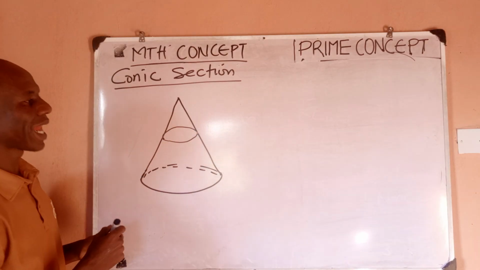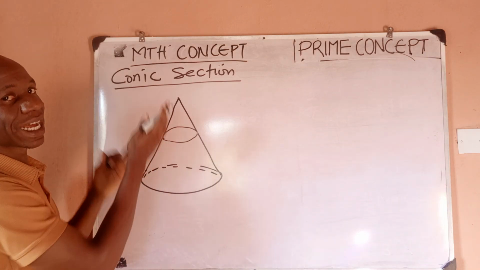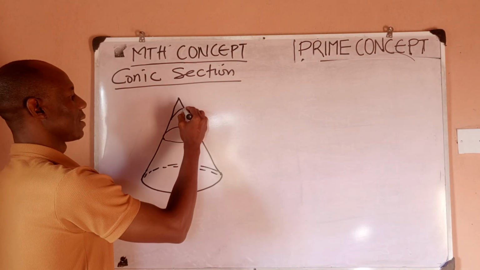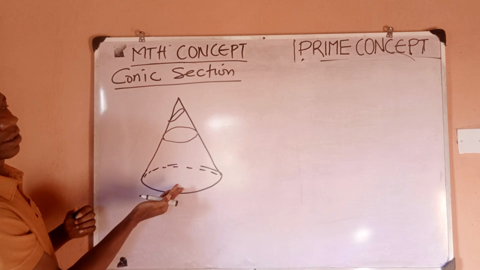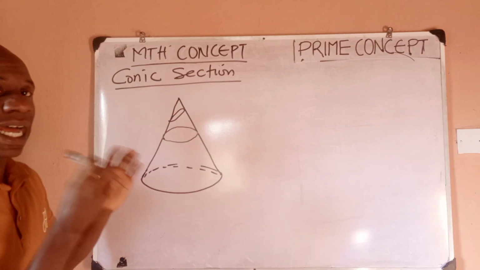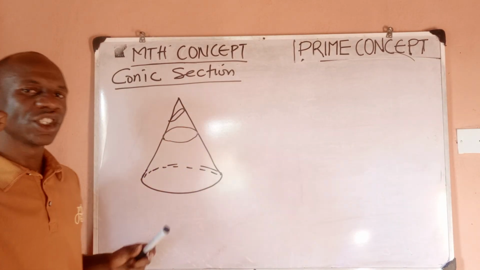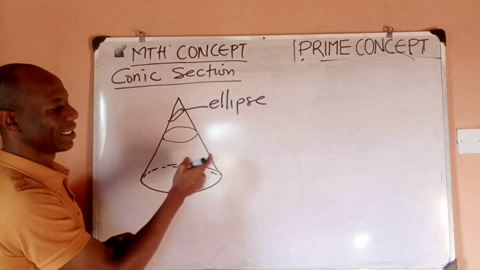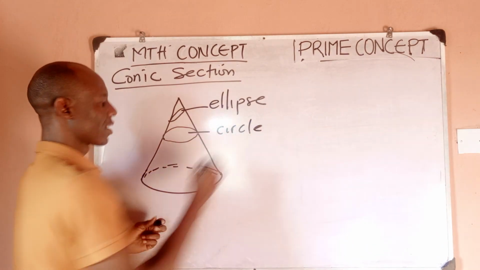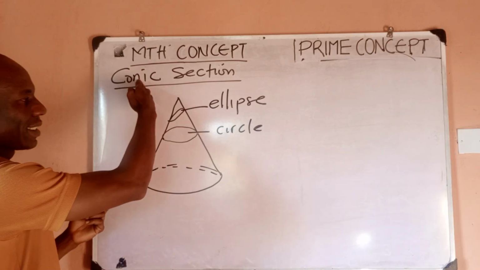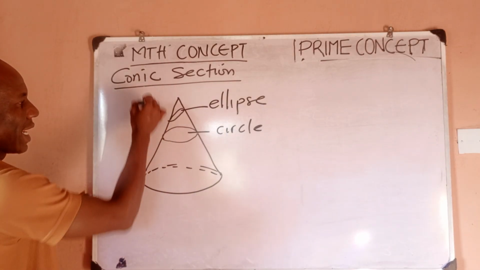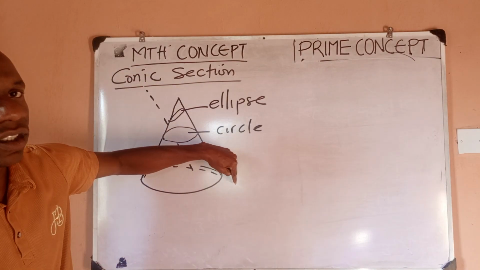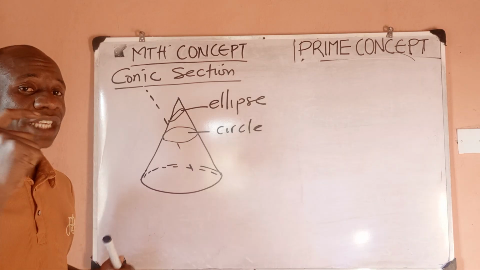Now, you may decide to slice this same cone no longer parallel but at a different angle. You can see this is no longer parallel to the base. When you slice in any other angle that is not parallel to the base, the shape you would get is an ellipse, while this one gives us a circle. You can decide to slice this cone another way, such that this line is parallel to one side of the cone. If you slice in this way, you will get another shape.